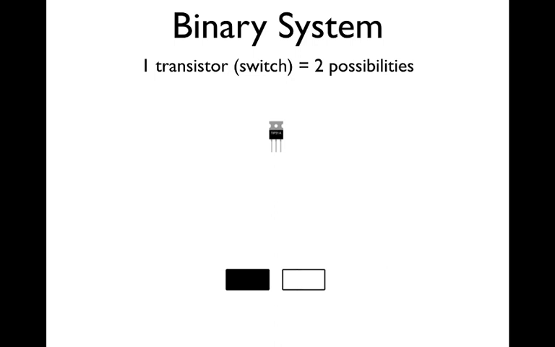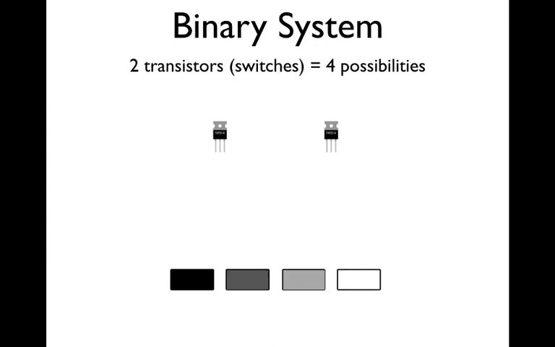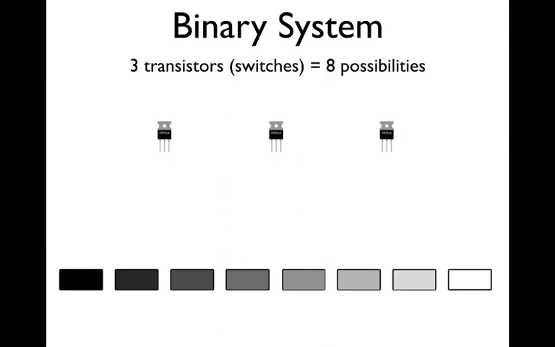That's if you only had 2 cases. However, if you add another switch, they said, okay, well, we can be really clever. We can make 0, 0 black. We can make 1, 1 white. But we can make 0, 1 this darker gray, 1, 0 this lighter gray. Does that sort of make sense? So this is how computers work.